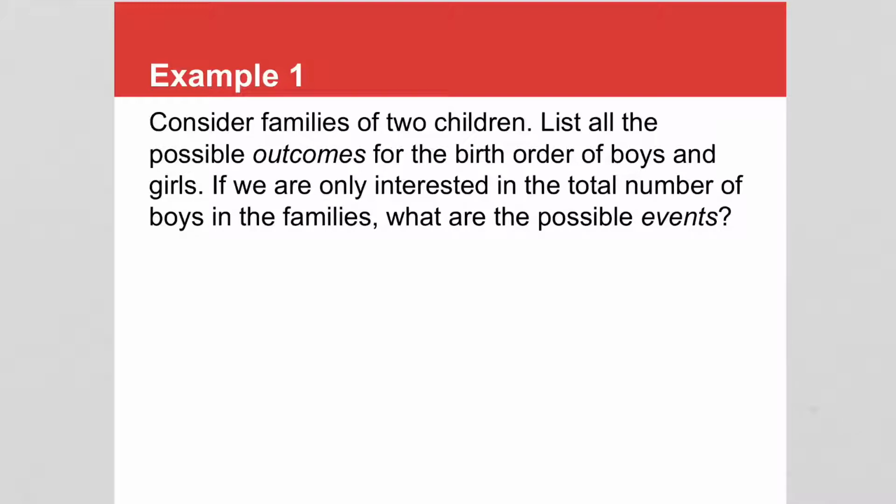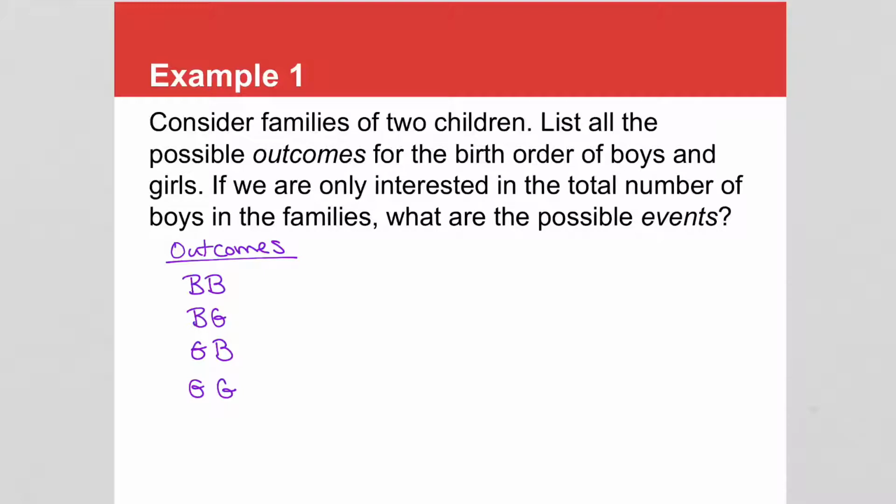So the total possible outcomes would be you could have a boy and then a boy. You could have a boy and then a girl. You could have a girl and then a boy. Or you could have a girl and then a girl, right?